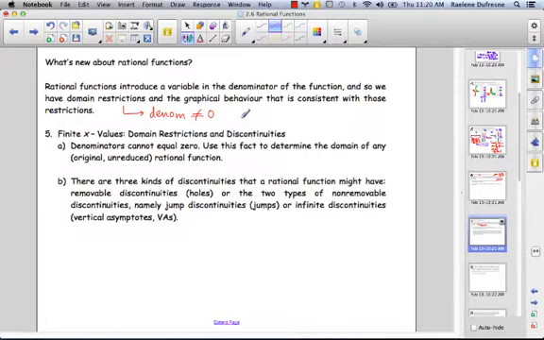The three discontinuities are vertical asymptote, or infinite discontinuity, which is an X value that makes Y undefined, or we could have a removable discontinuity or hole, or we could have a jump discontinuity. So if we take a look at finite X values, we have domain restrictions and discontinuities. Denominators can't be 0, so we can use that fact to determine the domain of any rational function. But we do that before factoring and reducing, because the factors of the denominator will be in the original unreduced function. The three kinds of discontinuities we just talked about, just briefly, are holes, jumps, and vertical asymptotes.